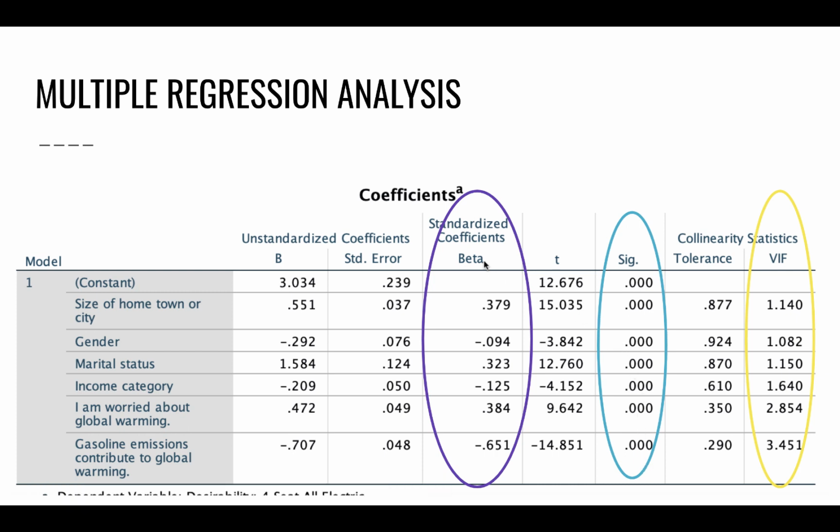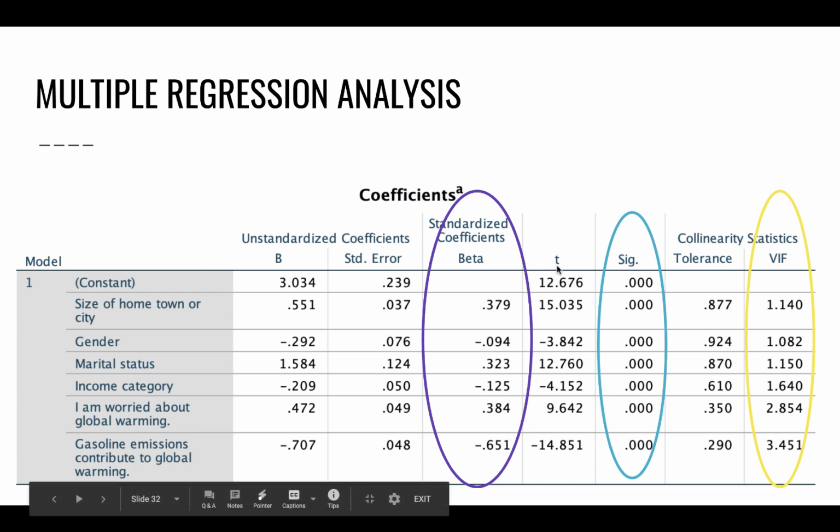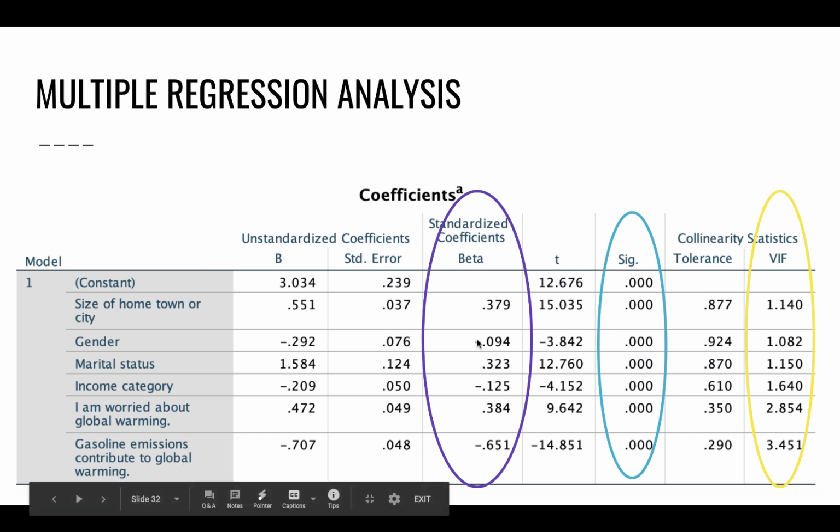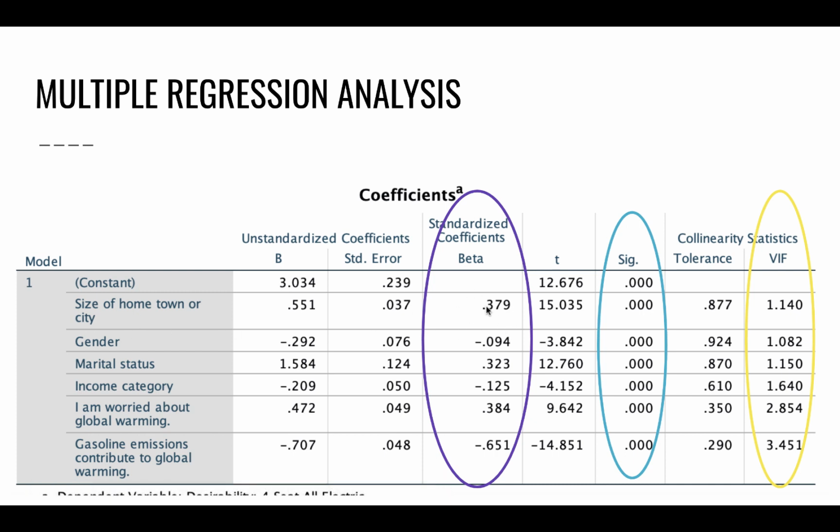Now we can take a look at the standardized beta coefficients, and these will tell you how strong of an influence each of these predictors has on our dependent variable. So you see here that the strongest predictor is gasoline emissions contribute to global warming, which was a Likert scale statement. And you see that it has a negative effect on our dependent variable. So if we go over each of these standardized beta coefficients, we see that the size of hometown or city has a positive influence on our dependent variable, but it's kind of moderate to weak. You see gender has a very, very small effect on the dependent variable.